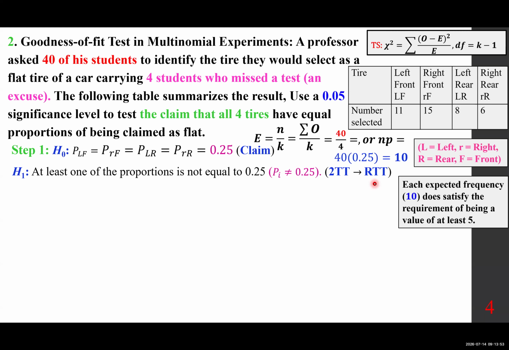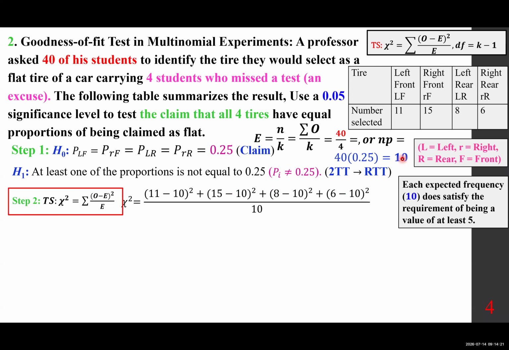We calculate the test statistic, so that's the second step. Summation of (observed minus E) quantity squared, divided by E. Again, we have just a few, so it's really not too bad. We start with 11 minus 10 quantity squared, plus 15 minus 10 quantity squared, plus 8 minus 10 quantity squared, plus 6 minus 10 quantity squared. All of them we divide by the expected value, which is 10. You do the math, 46 over 10, 4.6.